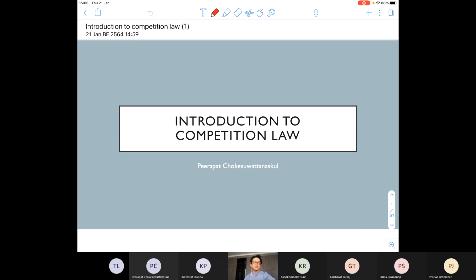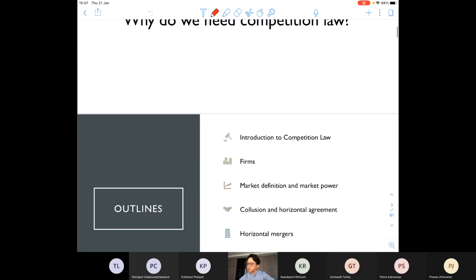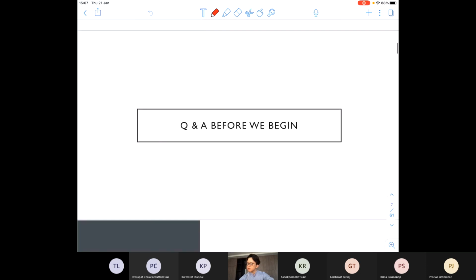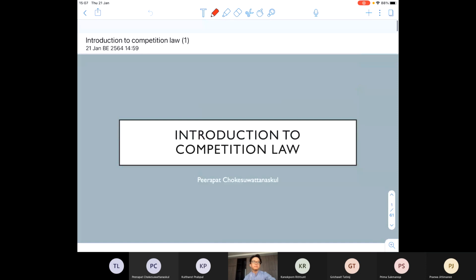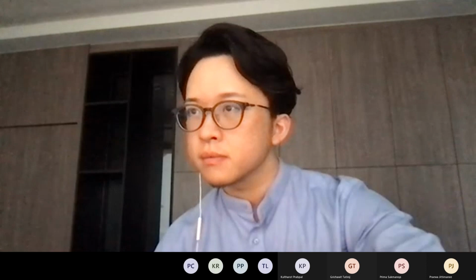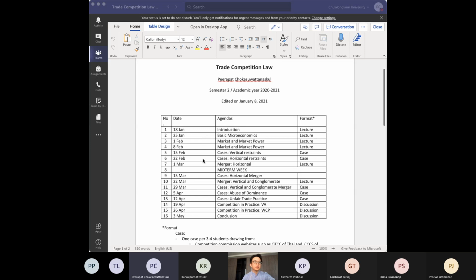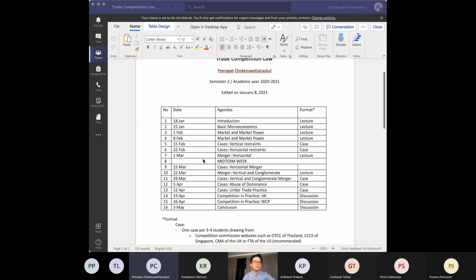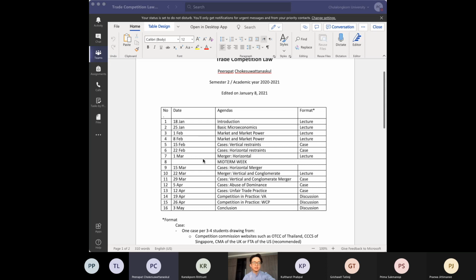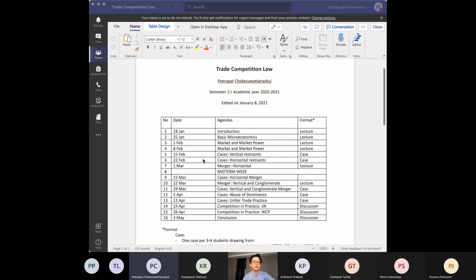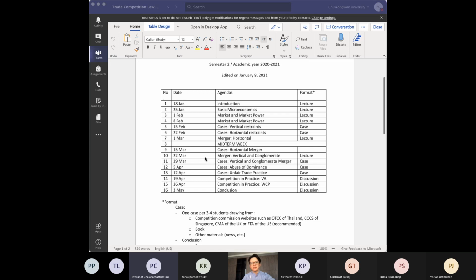Okay, so just look at the syllabus together. I don't think I put it here. No. Okay. How can I share this? All right. If you look at the syllabus here, just ignore the date for now. You're gonna see that we're gonna learn quite a few topics in this particular subject of trade competition law. Most of them will be case discussion. Okay.